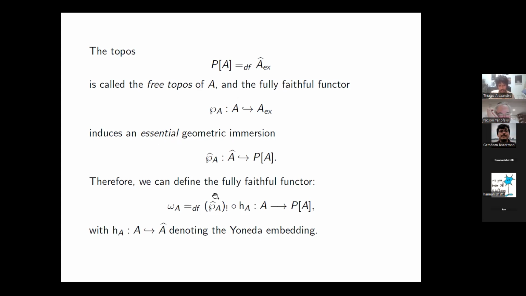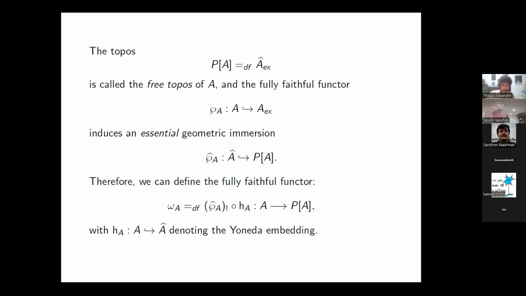And therefore, we can define the fully faithful functor given by composition, where here h of A denotes the unit embedding. Here this functor is just the left Kan extension of the inclusion of A into its Cartesian envelope. So, one second, I'm sorry.